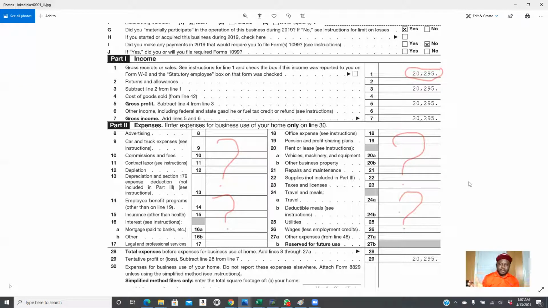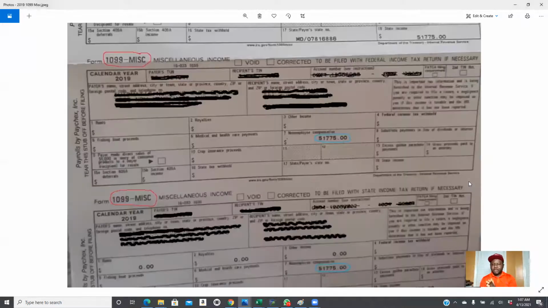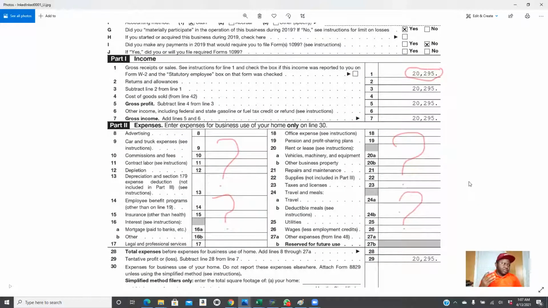So if there are no expenses, then you taxpayers should pay taxes on the whole 51,000, okay? It happens so many times. This is at least the 15th person that has provided a tax document, a Schedule C document, with no expenses at all, no expenses whatsoever.